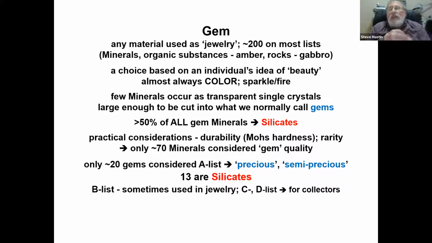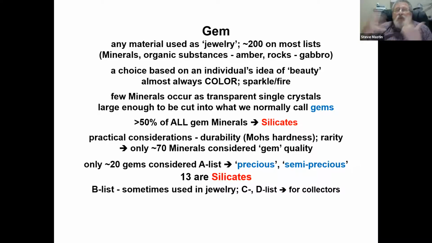On the other hand, when you get to the word gem, that really doesn't have a definition in geology. That's really a choice based on an individual's idea of beauty. So it's any material that's used as human decoration or jewelry. And it can be a mineral, it can be an organic substance like amber, and there are even some rocks like gabbro that are used still today as or in jewelry. And there are really about 200 substances on most lists.